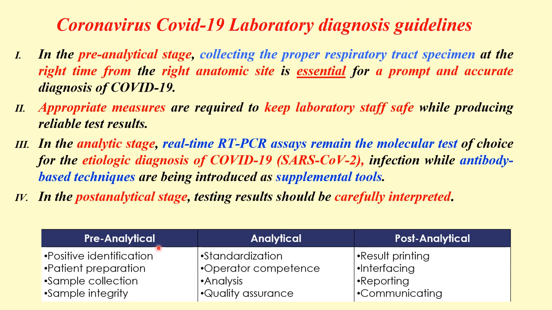For people who are not familiar with the system: pre-analytical means positive identification, where you suspect this individual to be infected. Then patient preparation, then you collect the sample, and then you have to meet sample integrity, meaning the samples are good enough, not contaminated, for example, and can be used for establishing a laboratory diagnosis. Analytical includes standardization, operator competence, analysis, and quality assurance. Post-analytical includes printing the results, interfacing, and then reporting the results to the doctor, and any further communication. So let's go back to the coronavirus COVID-19 laboratory diagnosis guidelines. I have given you the basics on how to differentiate between pre-analytical, analytical, and post-analytical.